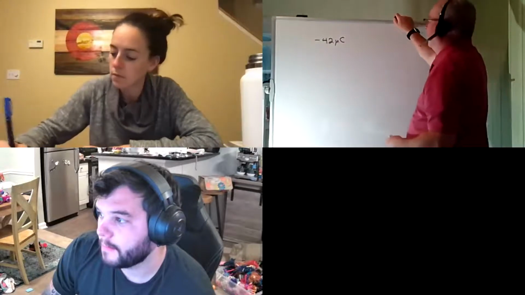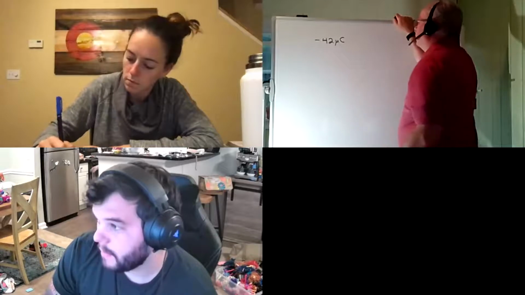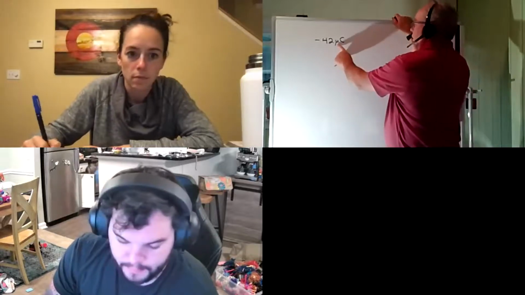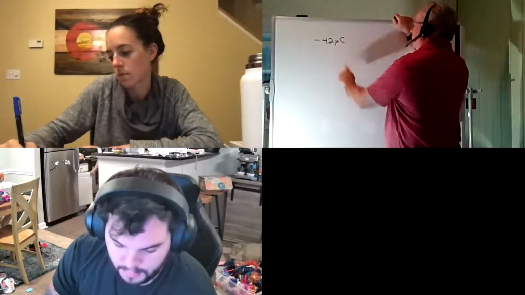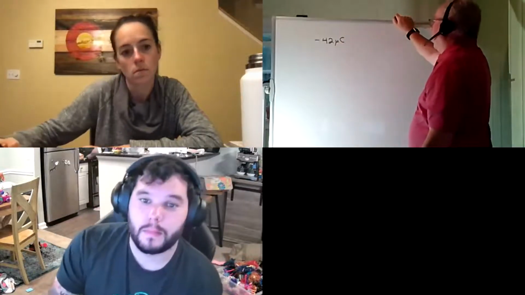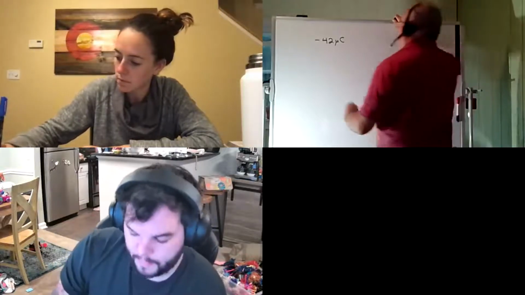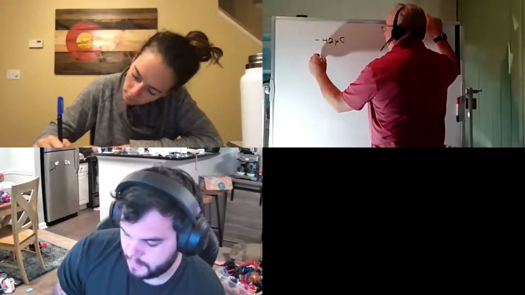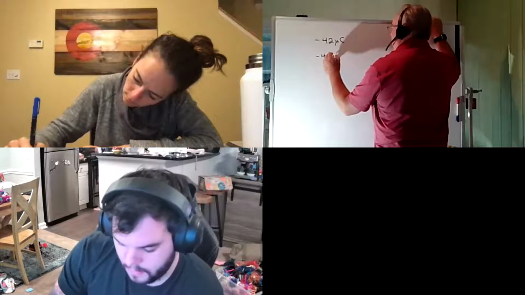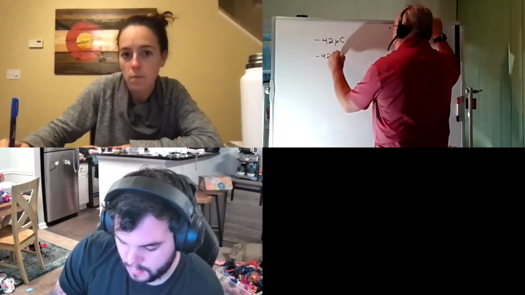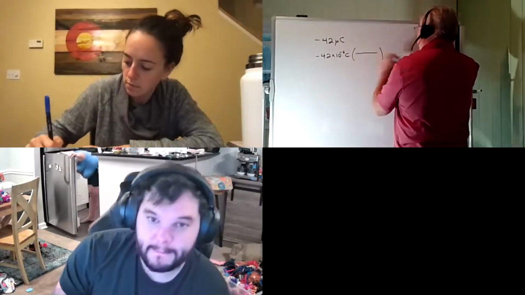That makes sense. And this Greek letter mu stands for 10 to the minus 6. So this is really negative 42 times 10 to the negative 6 coulombs. And then we can use dimensional analysis to figure out how many electrons that is.